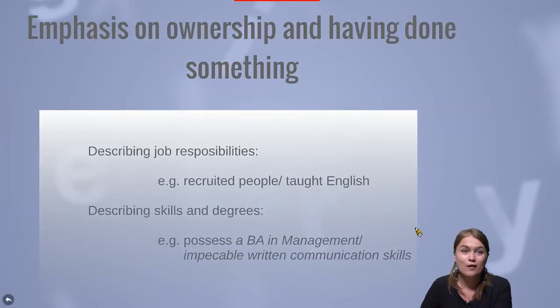In terms of verb phrases, we use them to put an emphasis on ownership or possession and having done something. For example, we use past tense verbs to describe our job responsibilities. And we can say recruited people or taught English to talk about it. If you want to describe skills and degrees, you can say possess a BA in management or possess impeccable written communication skills. I have to mention that this part can easily be mentioned without the verb.